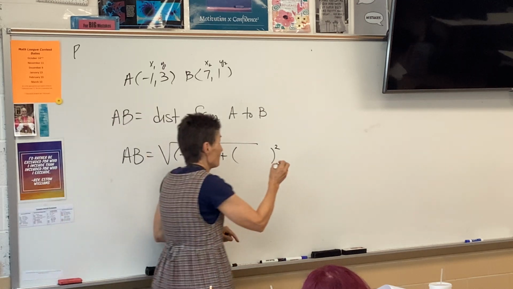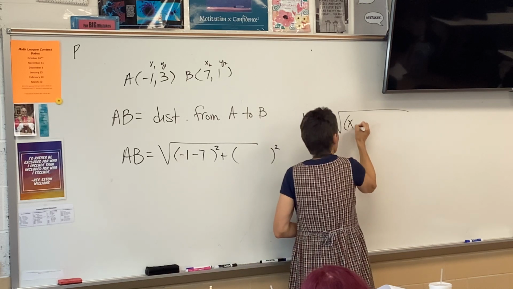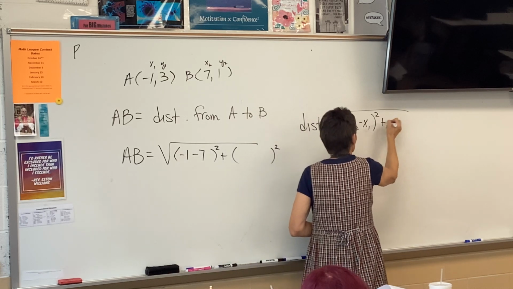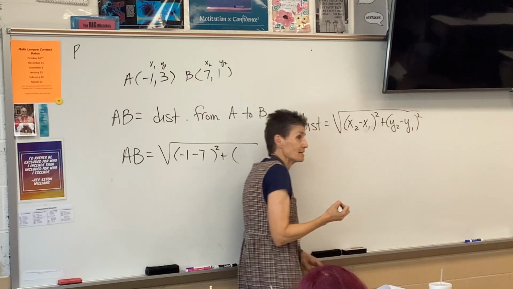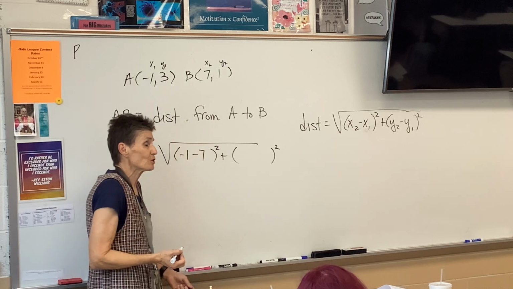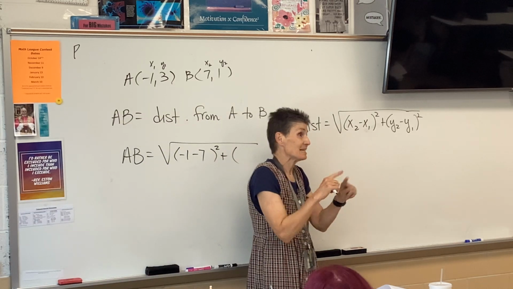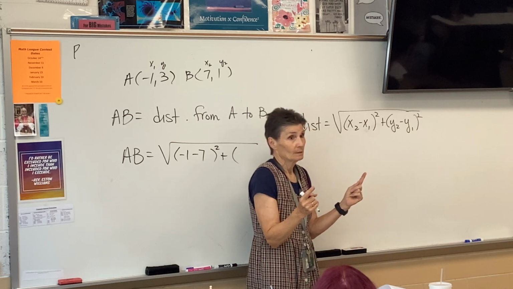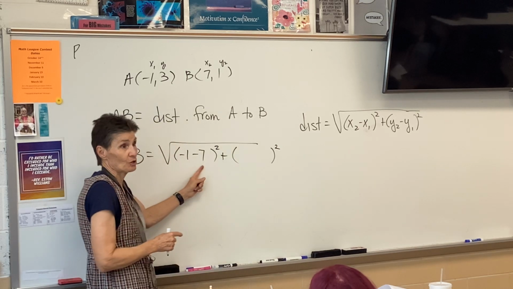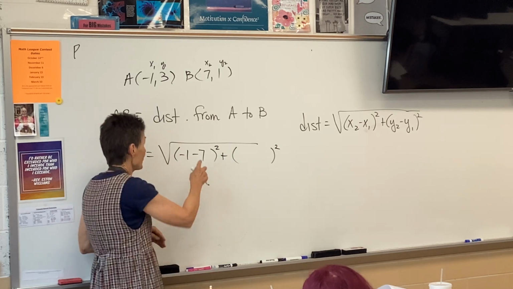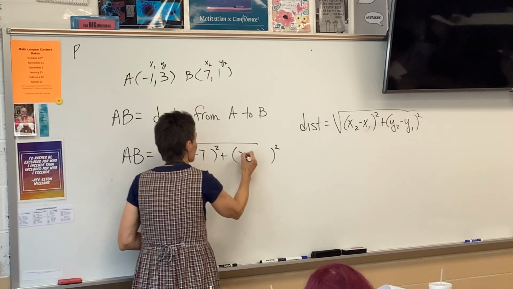Okay? So if you memorized this, and that is absolutely fine, no one's ever going to ask you to write the formula, so you don't necessarily have to memorize the formula. You just need to know how it works. So you're going to subtract your x's in either order. Doesn't matter. I wrote 2 minus 1 here, but I did 1 minus 2 here. It makes no difference because you're going to square it. And then do the same thing with your y's.